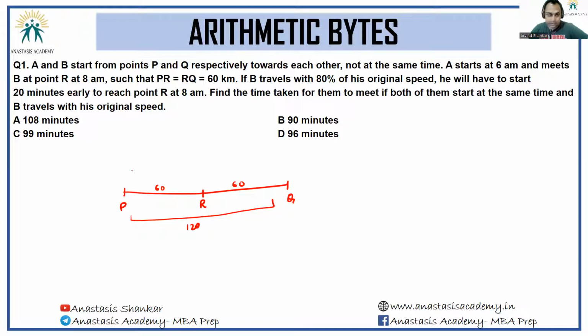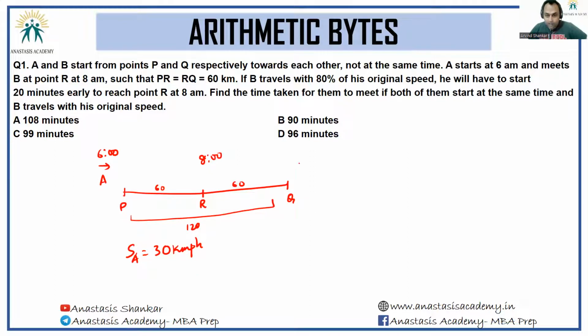Now A starts at 6 a.m. and is moving this way. They meet at 8 a.m. here. So can you see for A, it is very easy to ascertain: in 2 hours he has traveled 60 kilometers. So the speed of A is 30 kmph. This is identified.